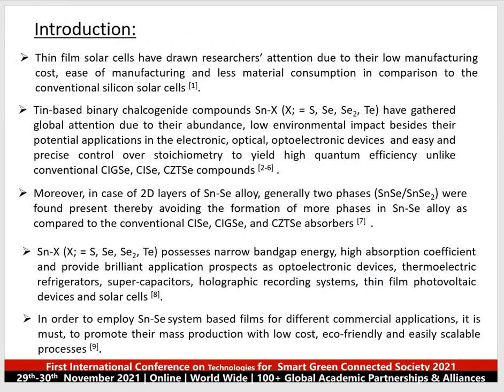Well, we know that thin film solar cells have drawn researchers' attention due to their low manufacturing cost, ease of manufacturing, and less material consumption in comparison to the conventional silicon solar cells.